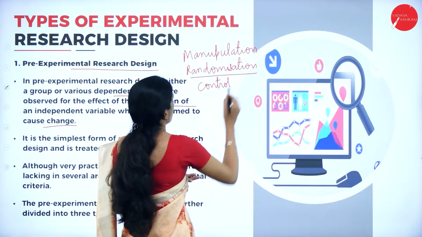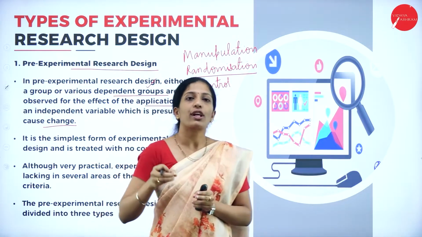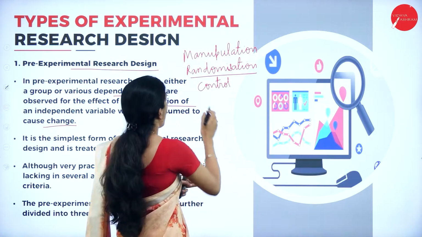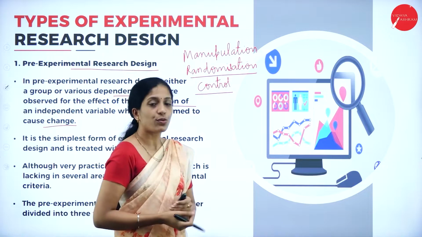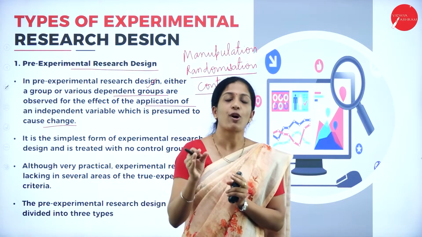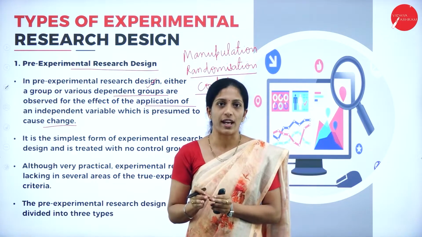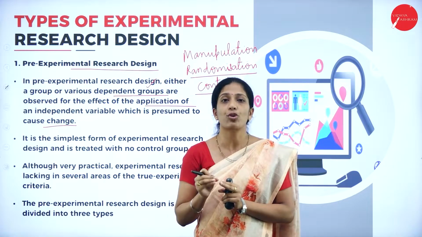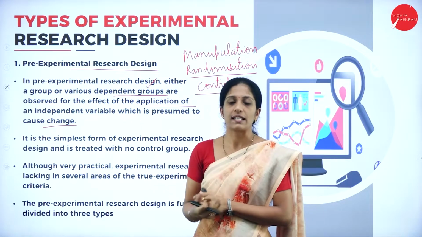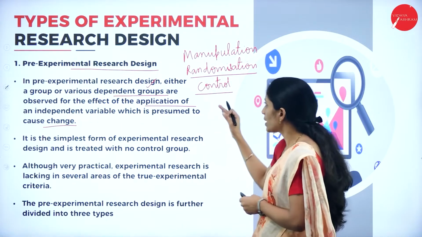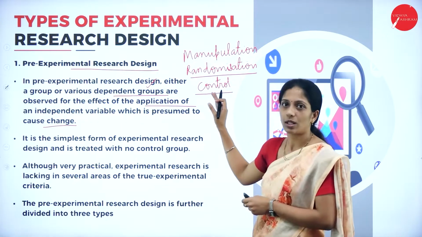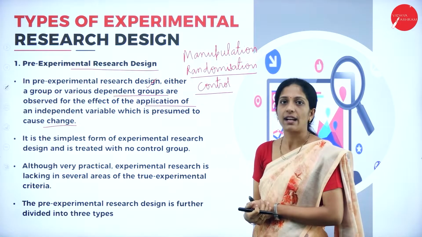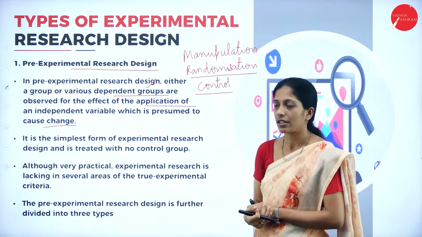Next, randomization means what? Randomly we are going to choose a variable, that is known as randomization. And control. Control means that certain respondents will be kept in a controlled way. So here we are going to use control techniques for the research method, that is known as control. You have to see all three things here: manipulation, randomization and control.